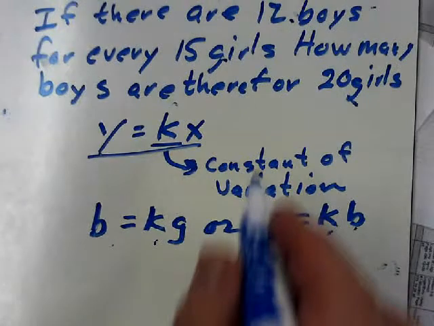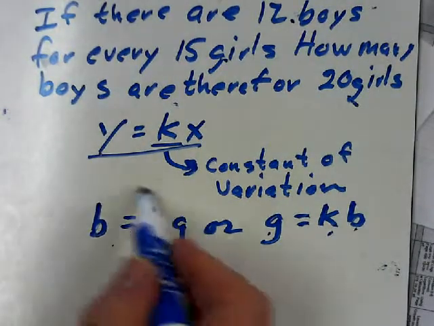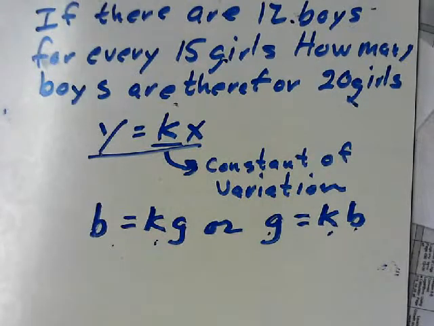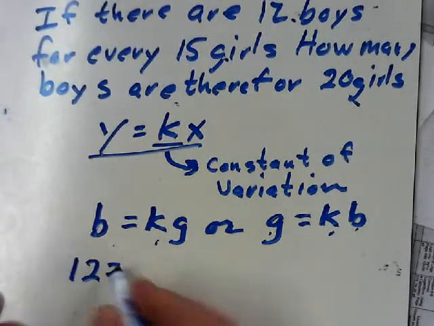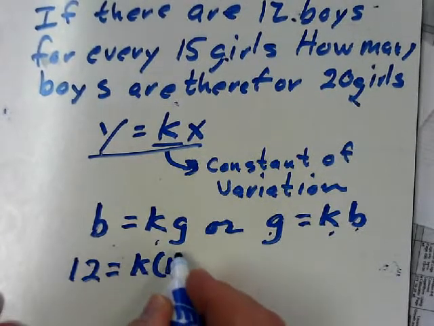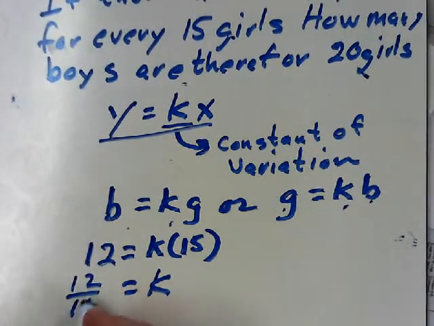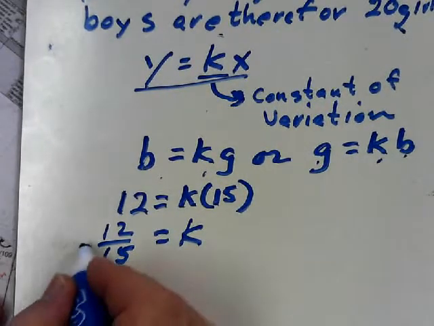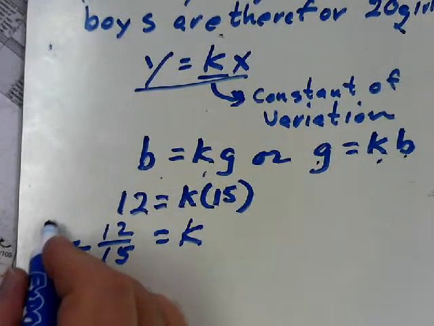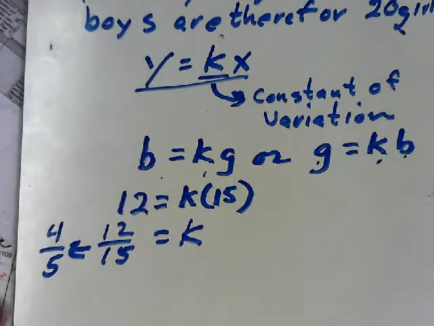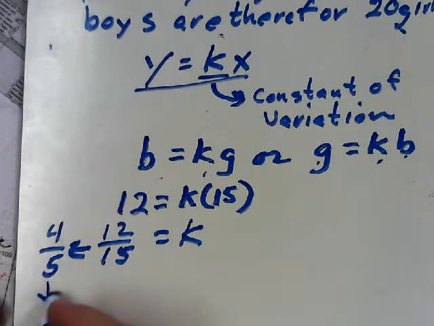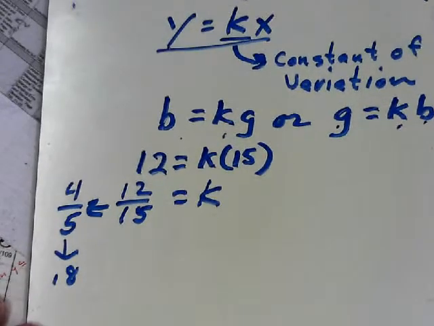So if I'm using this concept, I replace numbers. Don't I know that 12 boys equals K times 15 girls? So can I find the K? By taking 12 over 15, which can be reduced to 4 over 5. Or for those people that don't like that, 0.8. Bless you. Thank you. All right?